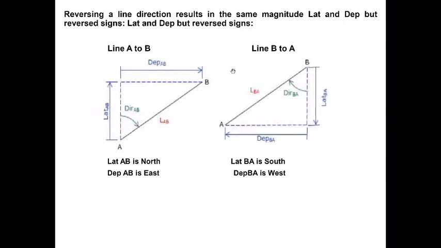So the same line AB, which had a positive latitude and a positive departure, if you reverse the line, you get a negative latitude and negative departure, because now the north quadrant becomes the south and east becomes the west. So by reversing it, the value remains the same, but the signs are reversed because the quadrants are reversed. So you just have to pick one direction of survey and stick with it for your entire work.